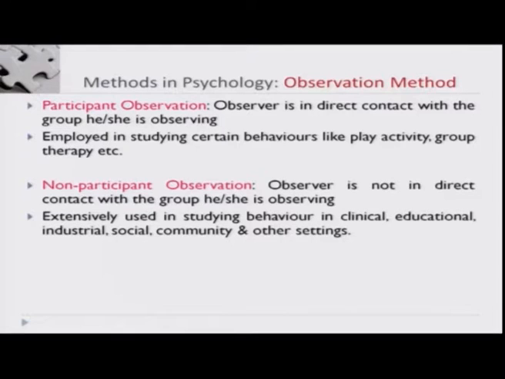So, the first method is the observation method. Now, observation, as the name suggests, basically means there is an observer who would be looking at either the individual or a phenomenon. So, you can understand that there could be two broad categories of observation method. One where the observer participates in the process. So, the observer is in direct contact with the group he or she is observing. This is called participant observation.